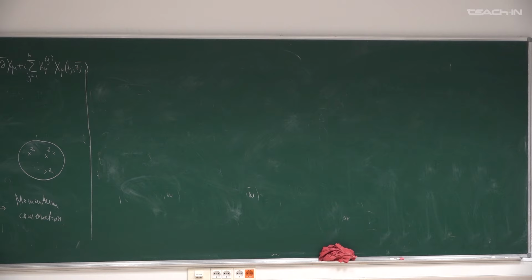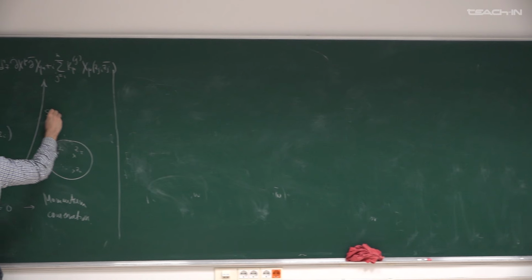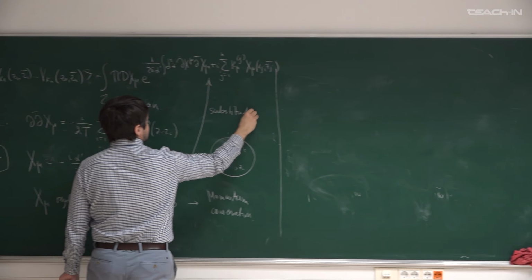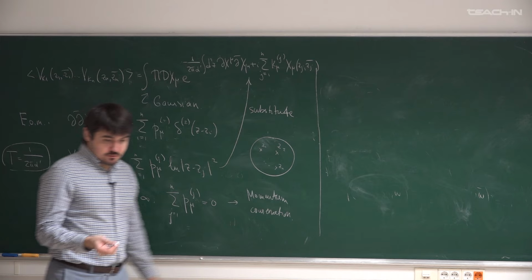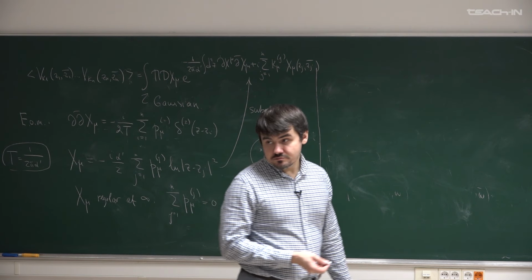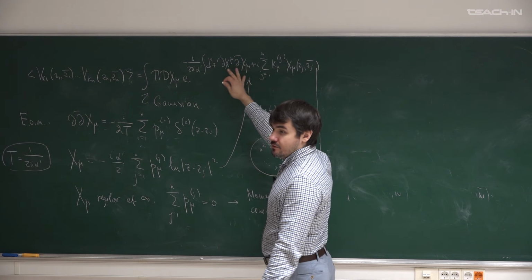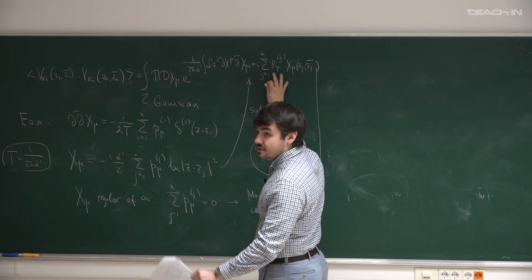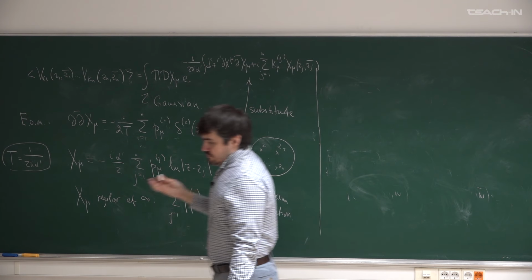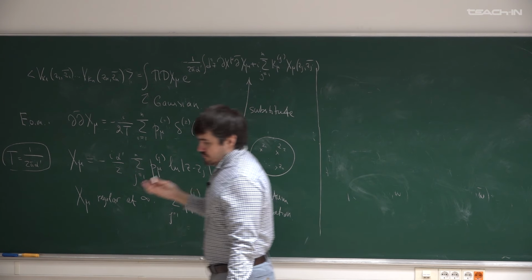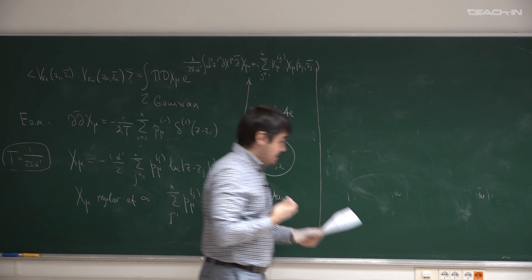Then what you need to do is substitute this solution back in the exponent. That's the usual way you compute Gaussian integrals. It's effectively the same as completing the square in the exponent: you have a quadratic term and a linear term, you complete the square, then you shift the variable. It's the same thing, but in physics language we don't like to complete the square because your quadratic form is some differential operator. That's why we say we solve equations of motion, but it's the same thing.